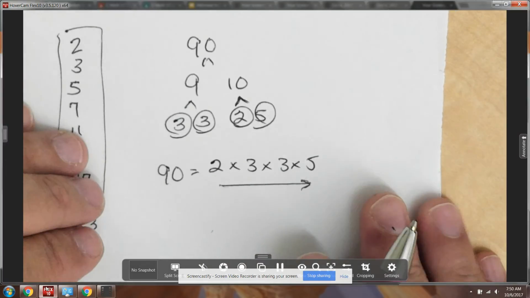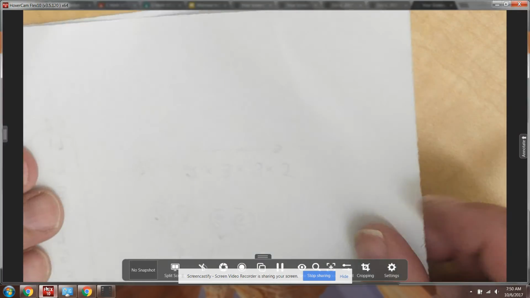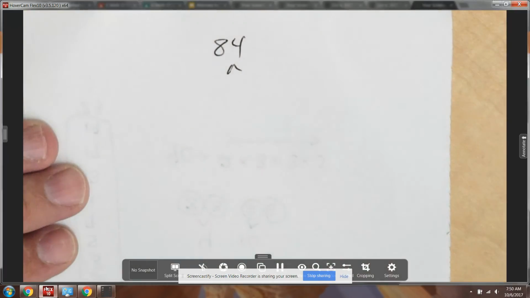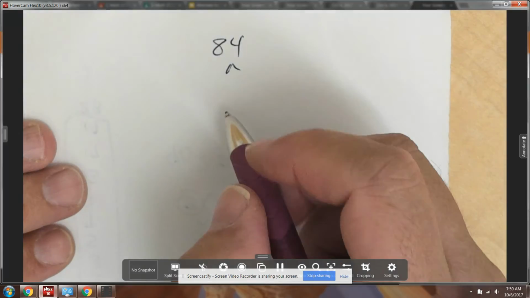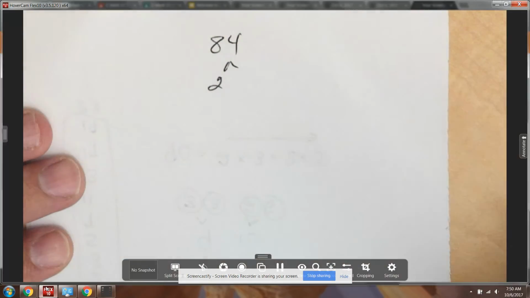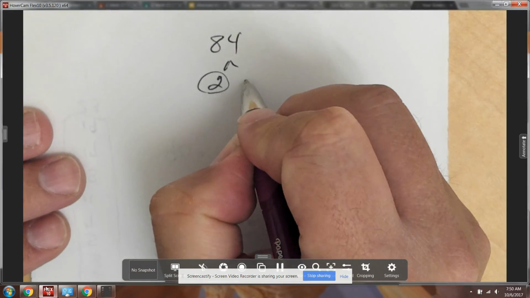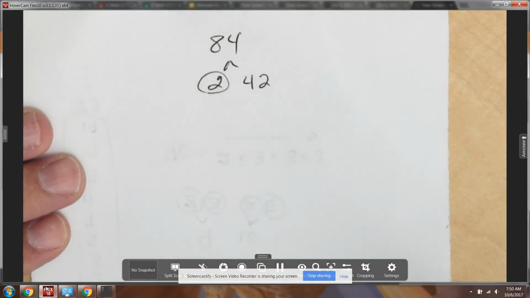So real quick, one more example. The prime factorization of 84. I like to keep it simple. Keep the numbers small, and you'll see that things go a little easier for you. So I see that 84 is an even number, which means that it is a product of 2 times another number, 2 being prime. 84 divided by 2 is 42. 42 is another even number, so it's divisible by 2, which is prime, and 2 times 21.